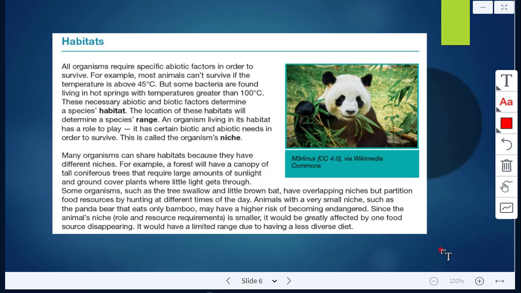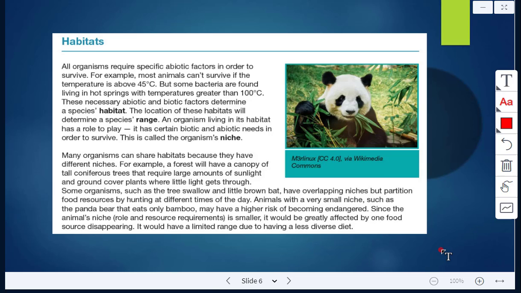For example, a forest will have a canopy of tall coniferous trees that require large amounts of sunlight, and ground cover plants where little light gets through. And then some organisms, such as the tree swallow and the little brown bat, have overlapping niches, but they partition food resources by hunting at different times of the day. So for example, they might be nocturnal, which means maybe they're hunting at nighttime.